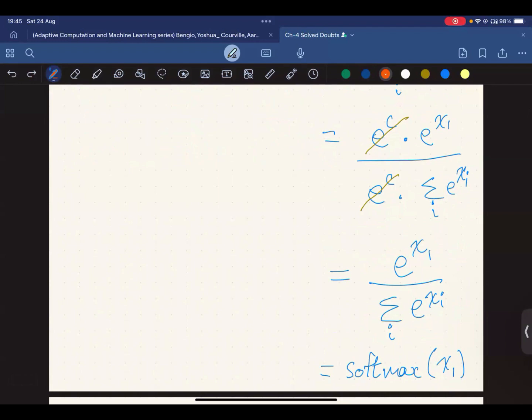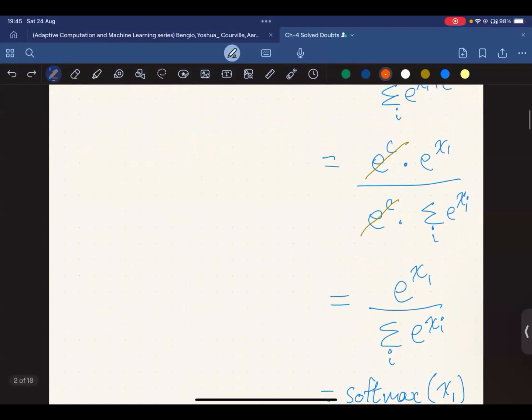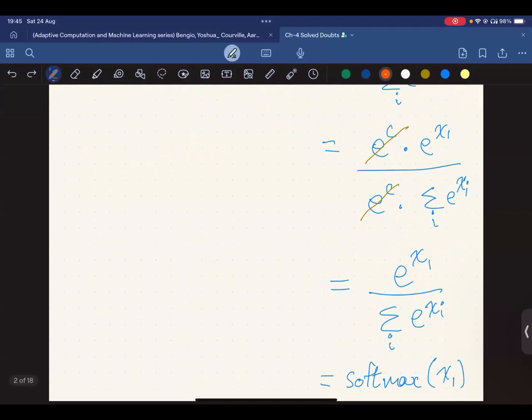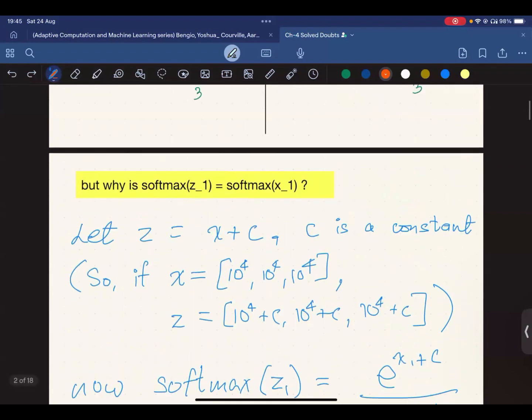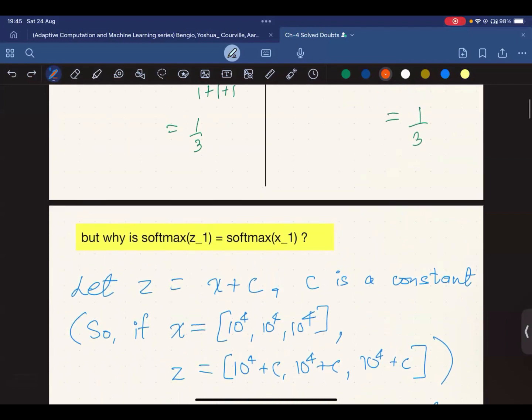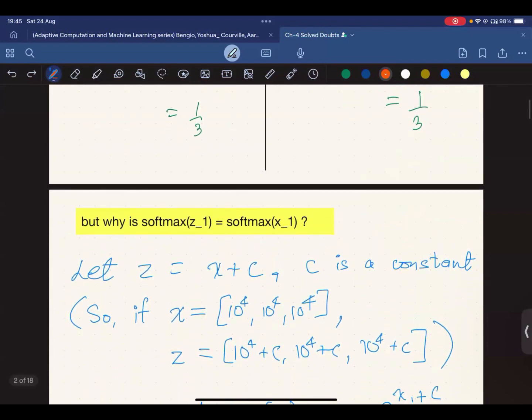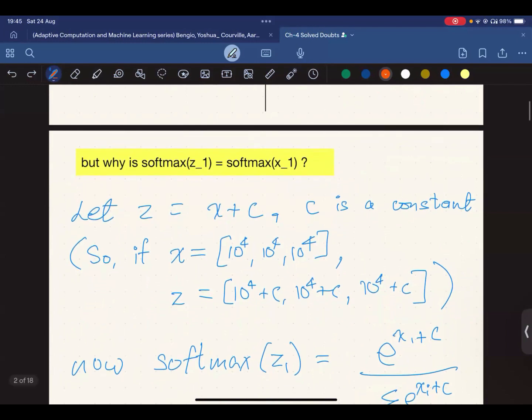Yeah, that's pretty clever, because it's just a constant in both the denominator and numerator, so you can factorize it out and then cancel it. So softmax of z is always equal to softmax of x, and that is how we are dealing with overflows and underflows.